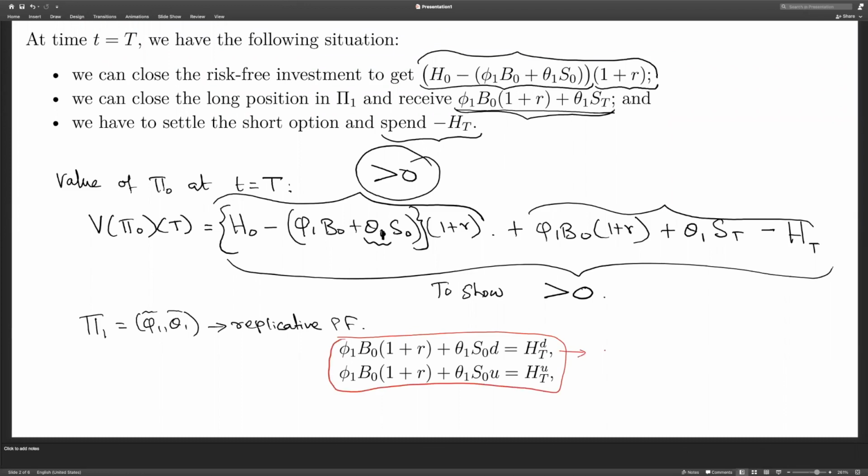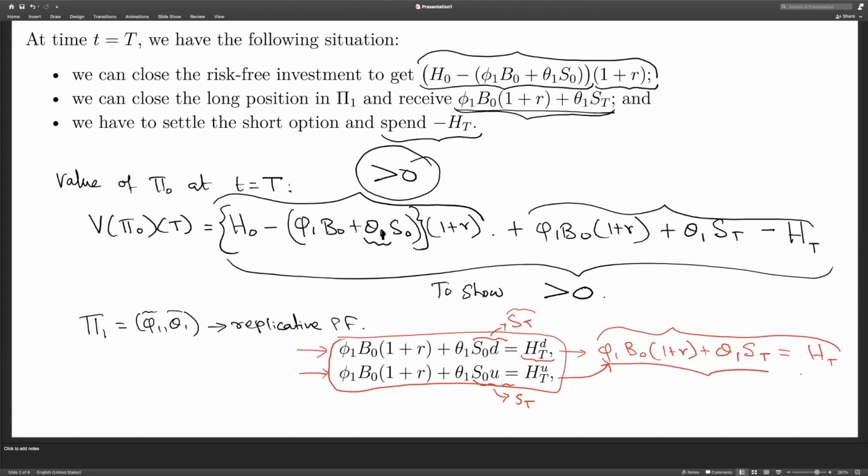And remember, this is nothing but phi 1 B naught into 1 plus r plus theta 1 into S1, or in this case, since we are in the one-step method, simply ST1. If the stock goes down, then ST takes this value, and correspondingly your payoff is given by simply HTD. And similarly, if the stock goes up, then S0U is your ST and your payoff is HTU. Therefore, this is the equation written in two different cases. So whether the stock goes up or down, this equation is satisfied.